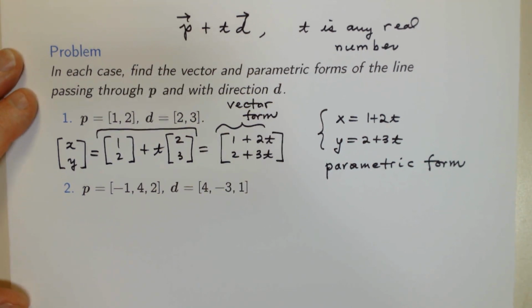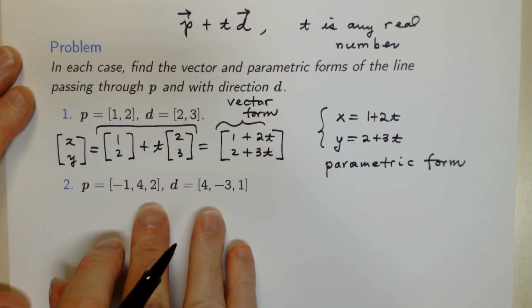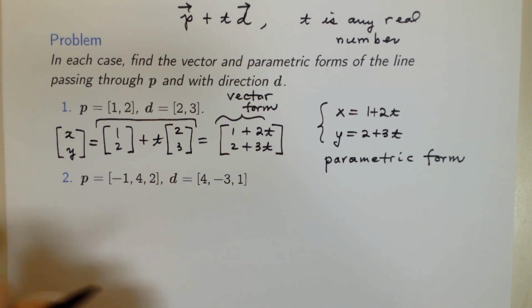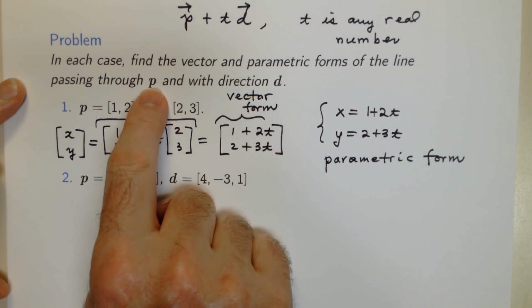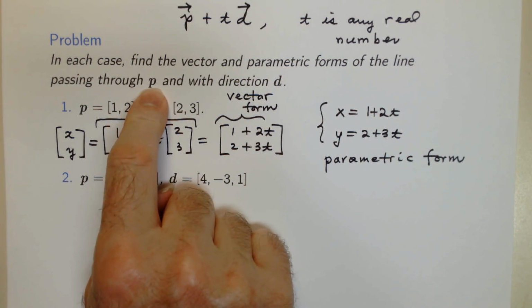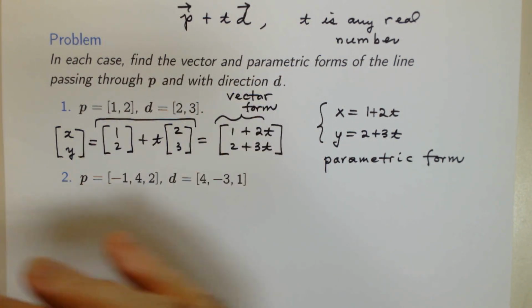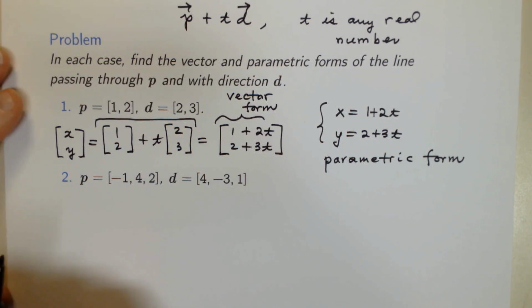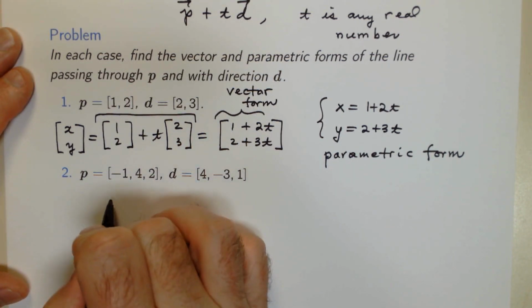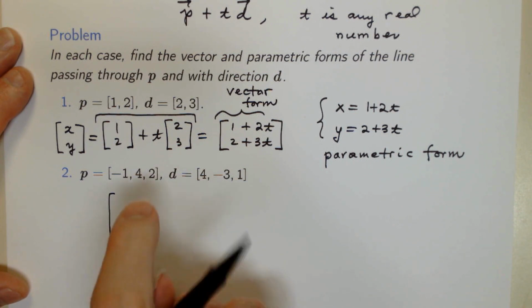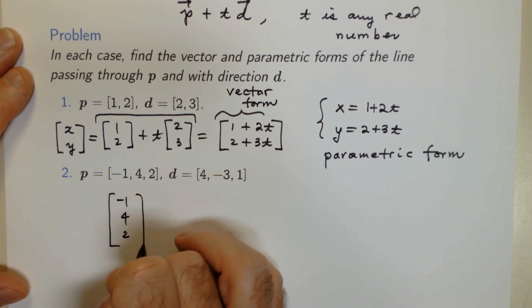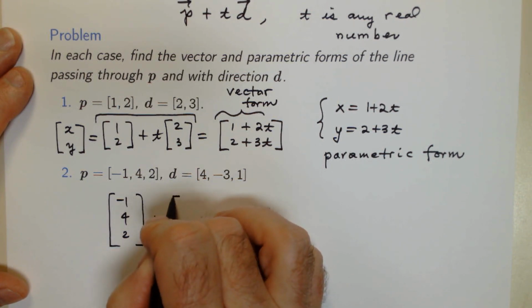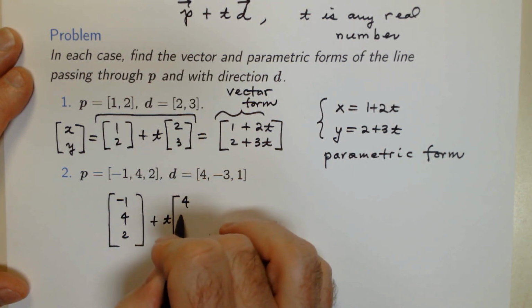All right, let's repeat this now, this time in dimension 3. So one nice thing about writing equations of lines using a vector p to position the line and a direction vector d is that it works in 2 dimensions and 3 dimensions. So let's repeat this now. So our vector form is going to be our position vector plus multiples of the direction vector.